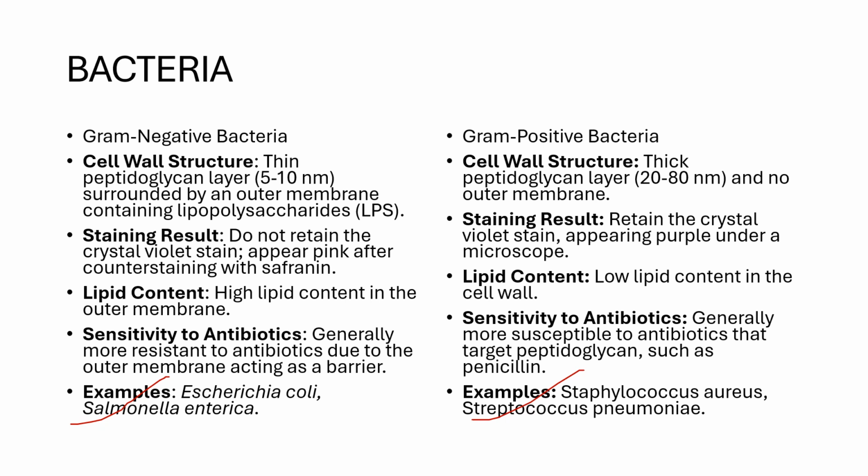The gram positive bacteria have a very thick peptidoglycan layer. Okay, and this peptidoglycan layer retains the purple color in the experiment, whereas the gram negative bacteria has a thin peptidoglycan layer, which is surrounded by a lipopolysaccharide membrane.